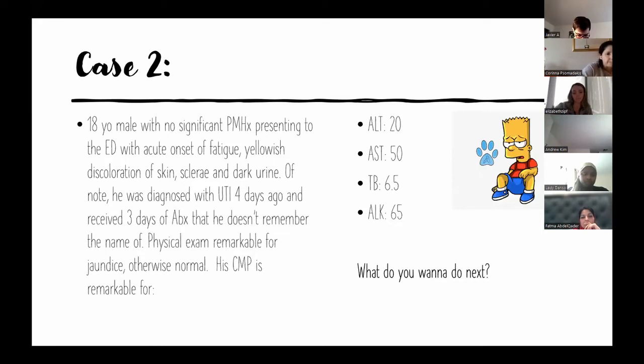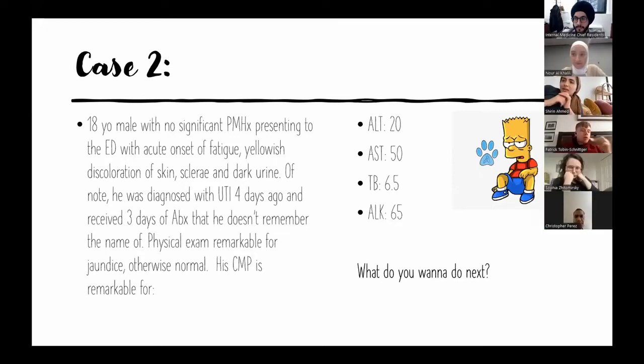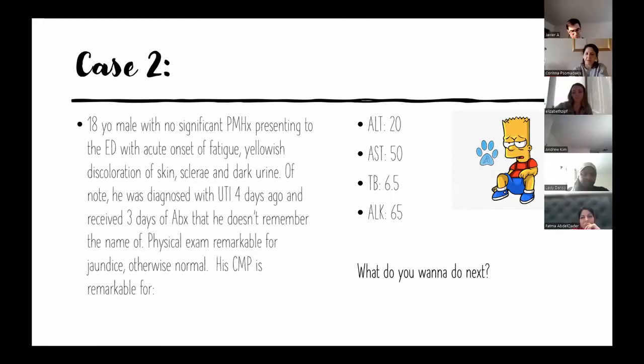What do you want to do next? So the abnormality would be his T-bili, significantly elevated to 6.5. ALT is fine, and the ALK phos is a little bit elevated. AST is a bit high, right? I was thinking that's a tiny bit high.